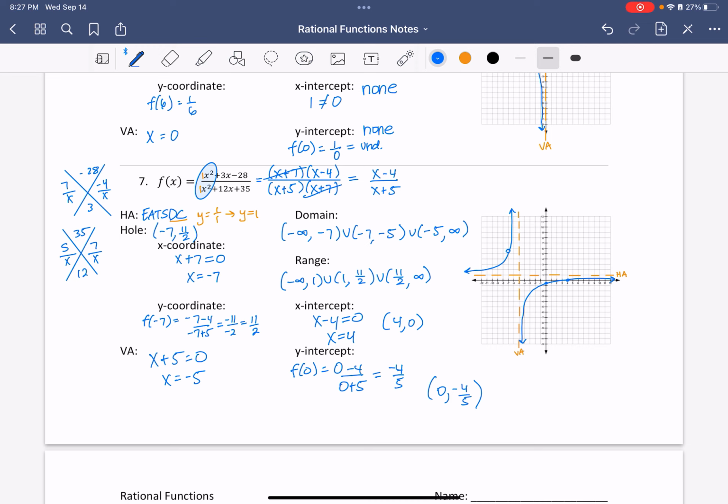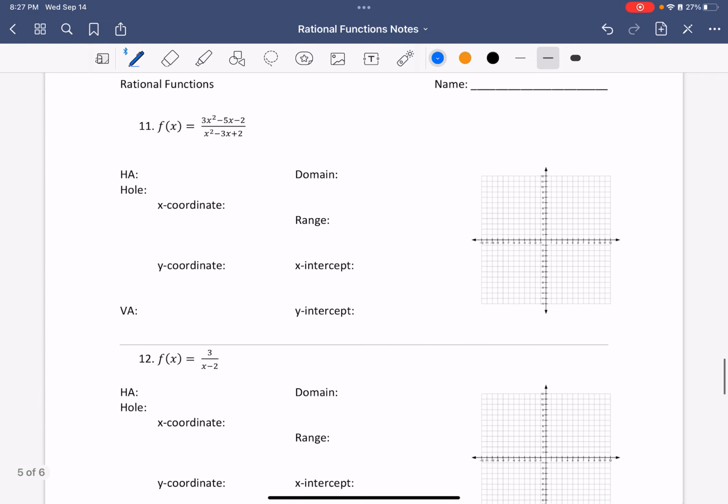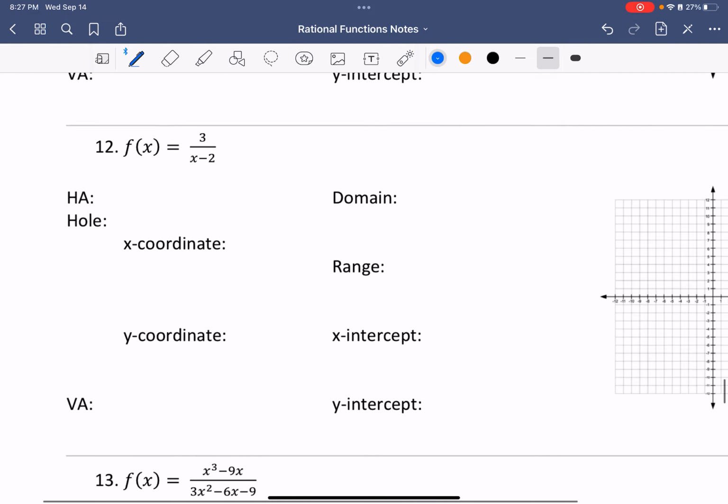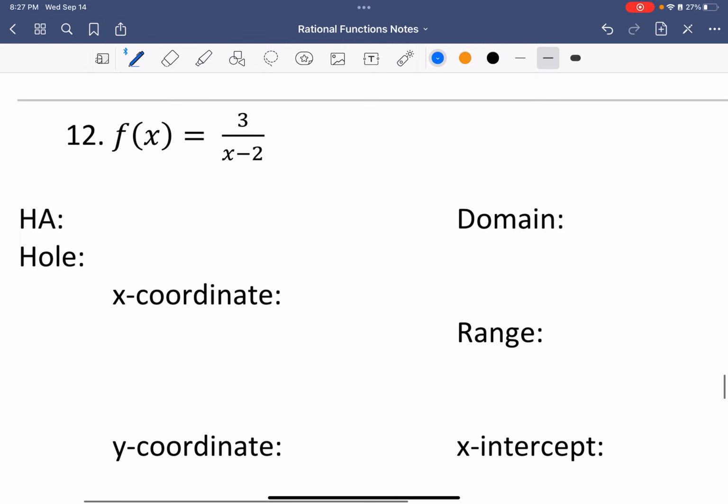Okay, there is one thing I actually do want to show you before I end the video, and that is found on example number 12. So notice that the numerator actually does not have a variable. There is actually a variable there, you just cannot see it. It's actually x to the power of 0.